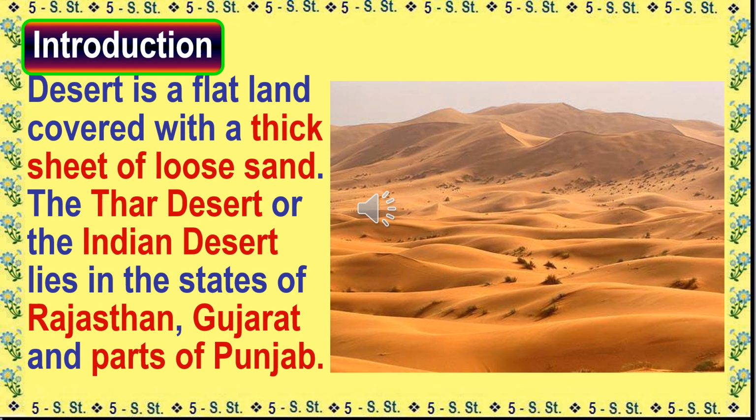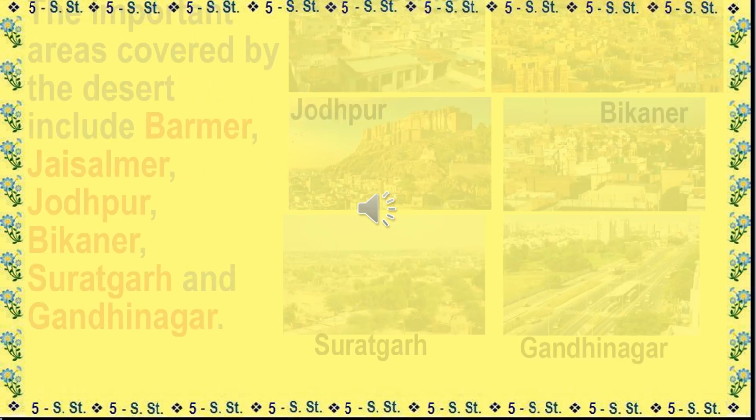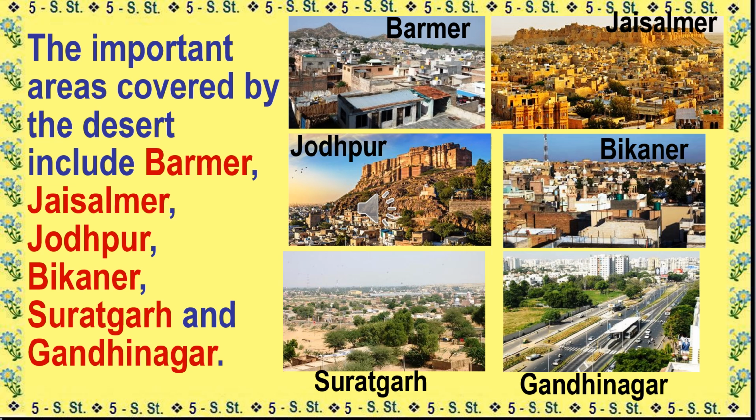Introduction. Desert is a flat land covered with a thick sheet of loose sand. The Thar Desert or the Indian Desert lies in the states of Rajasthan, Gujarat, and parts of Punjab. The important areas covered by the desert include Barmer, Jaisalmer, Jodhpur, Bikaner, Suratgarh, and Gandhinagar.